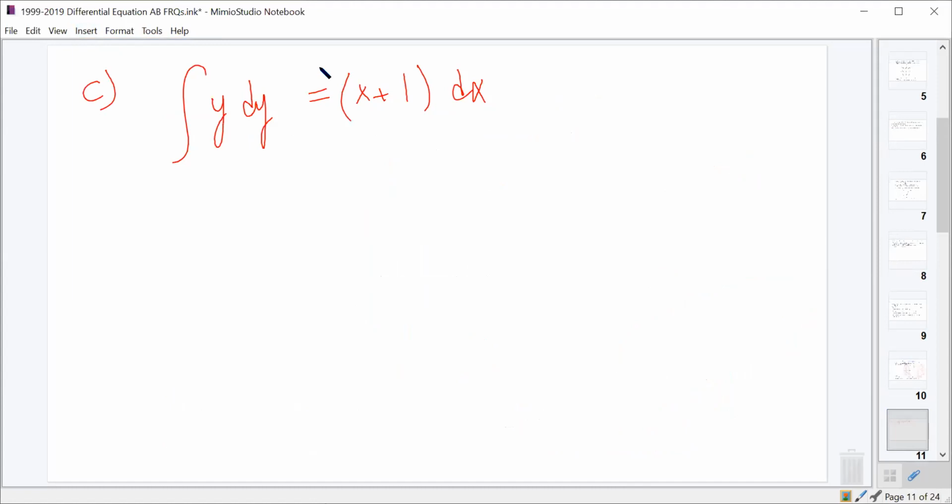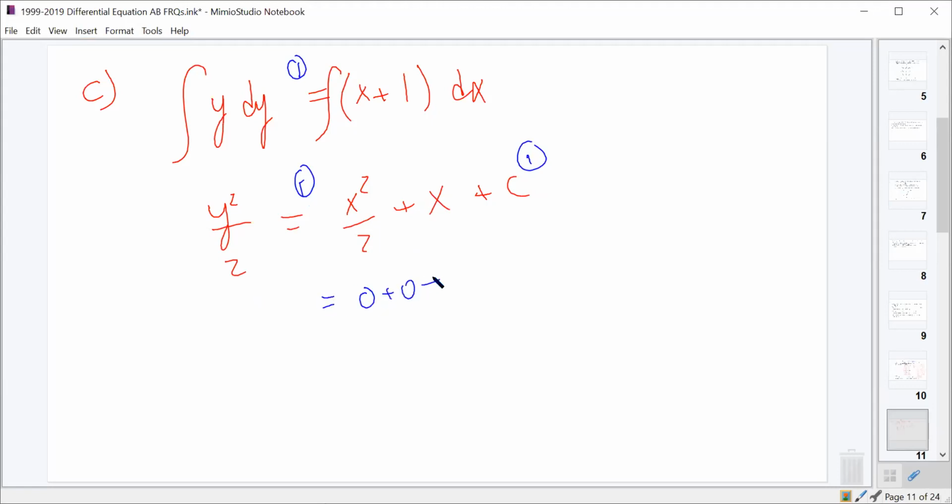And then we'll just integrate both sides of it to get y squared over 2 equals x squared over 2 plus x plus some constant. And hopefully you're all easily enough able to get that far. And that's worth 3 points already: 1 for separating the variables, 1 for the correct antiderivatives, 1 for having a plus c. And then they give you another point for using the initial condition, which was, I believe, when x was 0, y was -1.